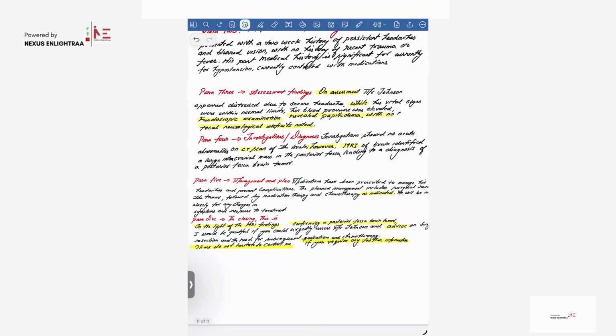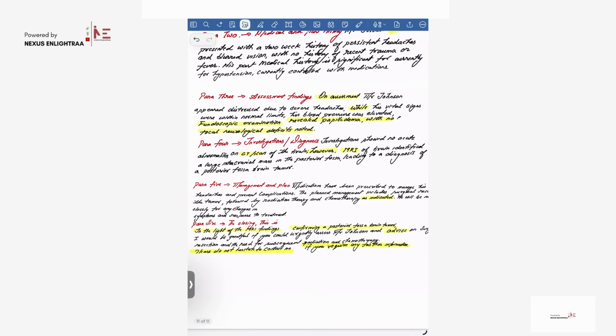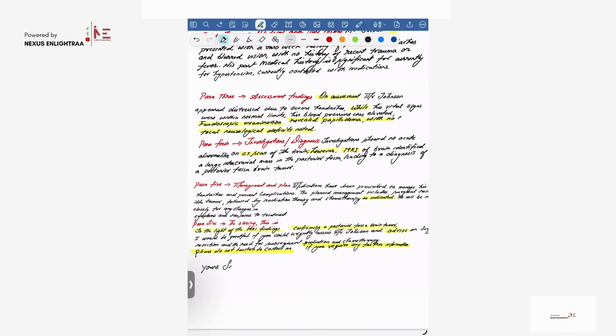be grateful if you could urgently assess Mr. Johnson and advise on surgical resection and the need for subsequent radiation and chemotherapy. Please do not hesitate to contact me if you require any further information. And then you need to add in here something very important: yours sincerely.